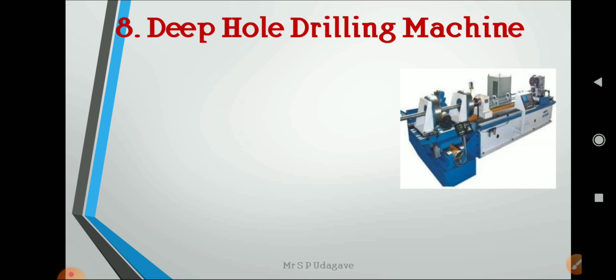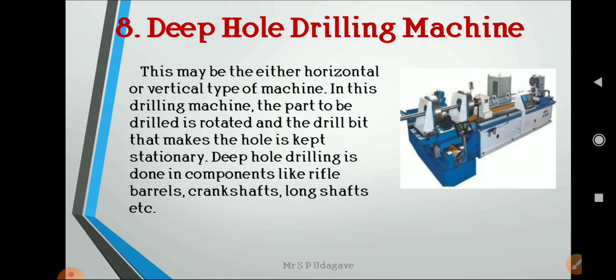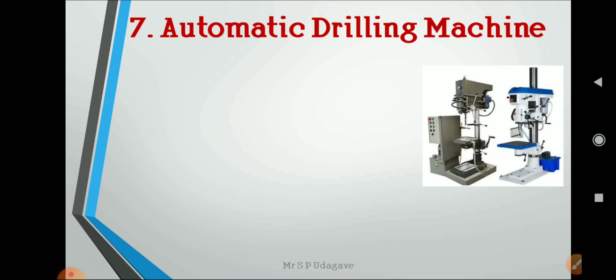And last one is the deep hole drilling machine. It is classified into two types: vertical deep hole drilling machine and horizontal deep hole drilling machine. In this drilling machine, the part to be drilled is rotated, and the drill bit that makes the hole is kept stationary, meaning the tool is stationary and the workpiece is in rotary form. Deep hole drilling is done on components like rifle barrels, crankshafts and long shafts.